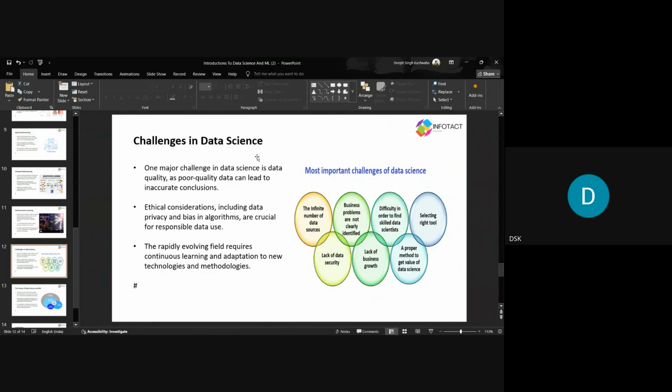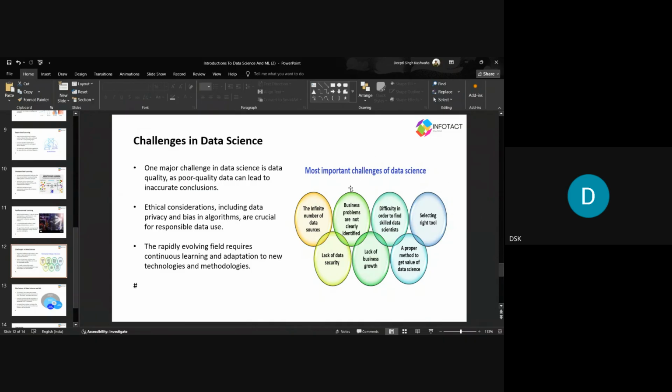So that is why data quality is a very important consideration in DS. And ethical consideration is also there, because data privacy and bias in algorithms are crucial for responsible data use. And the rapidly evolving field requires continuous learning and adaptation to new technologies and methodologies as well, because as we already know, data science is a huge field and requires constant learning and adaptation to technologies and methodologies.